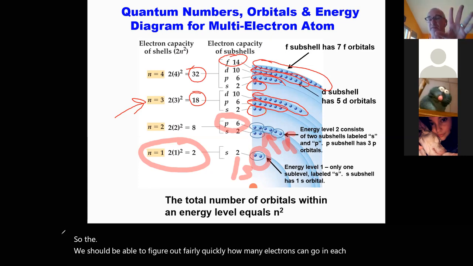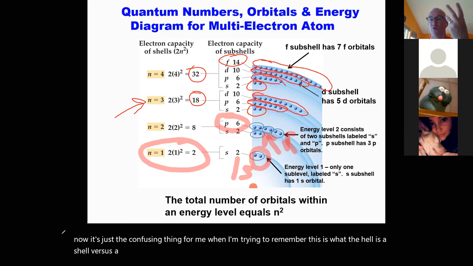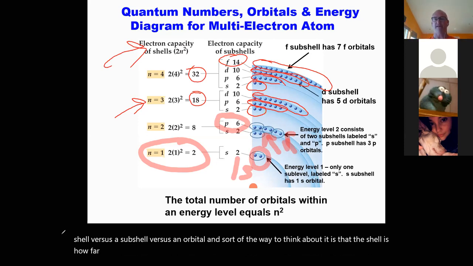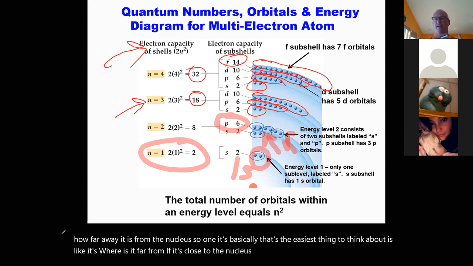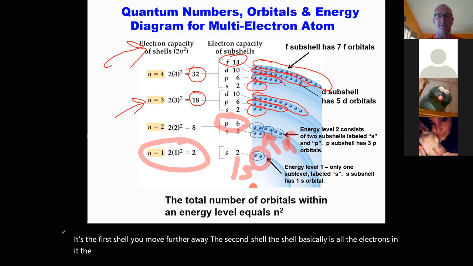Right now, the confusing thing for me when I'm trying to remember this is what the hell is a shell versus a subshell versus an orbital. The way to think about it is that the shell is how far away it is from the nucleus. That's the easiest thing to think about: where is it? If it's close to the nucleus, it's the first shell. You move further away, the second shell. So the shell basically has all the electrons in it. The subshell is this one.